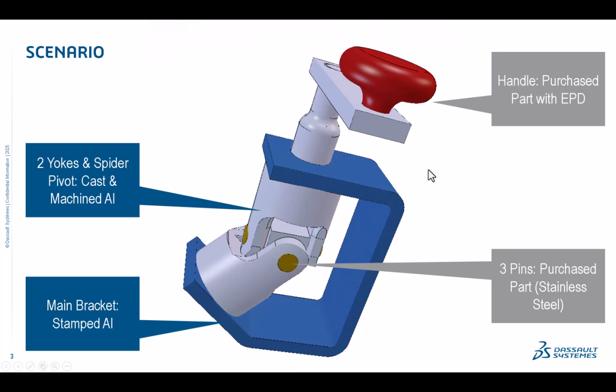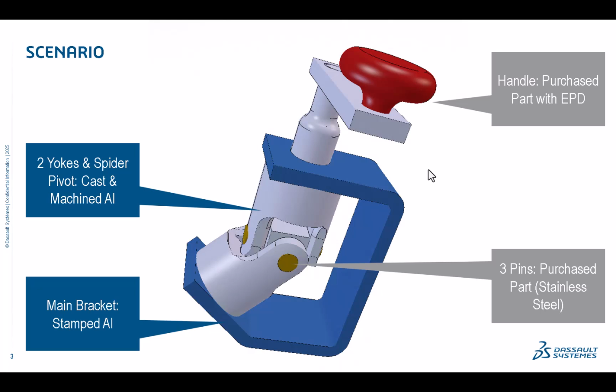This is the model that we will be using to perform our lifecycle assessment. This is a hand crank assembly that was produced in SolidWorks. So our company manufactures 4 of the parts in this hand crank assembly. There's the 2 yokes and the spider pivot. Those are cast and machined aluminum. And then there's the main bracket, and that's stamped aluminum.